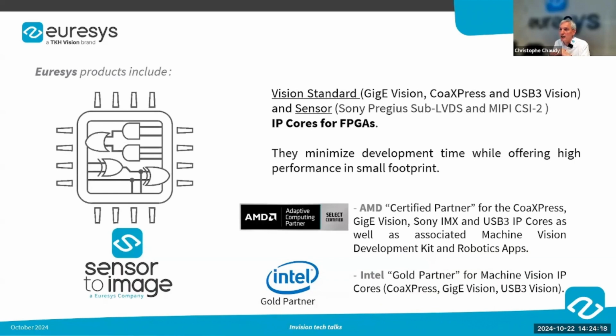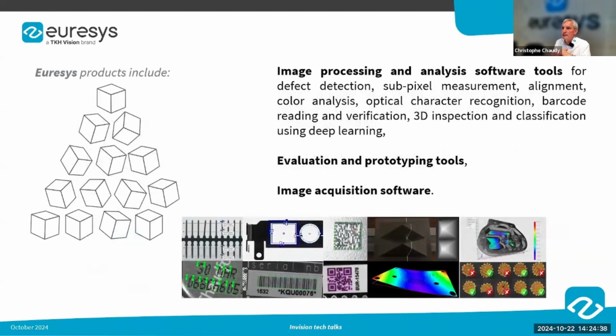Euresys also sells IP cores for FPGAs. These IP cores implement different vision standards and also implement interfaces with sensors like the Sony range of CCD sensors. But today I will talk about vision software, so libraries, SDK. And Euresys sells Open eVision, which is an image analysis tool that implements a lot of different features for machine vision, including defect detection, subpixel measurements, alignment, character recognition, code reading, etc., etc.